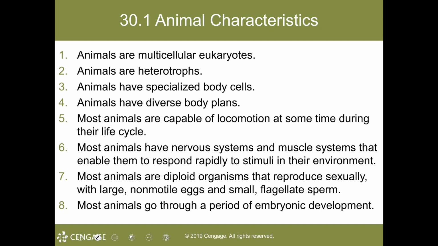Next up, the seventh characteristic. Most animals are diploid, and they reproduce sexually with large eggs and flagellate sperm. Of course, that flagellate sperm, upon fertilization with the egg, then develops into what is known as the diploid zygote.